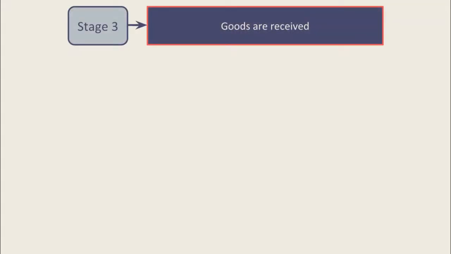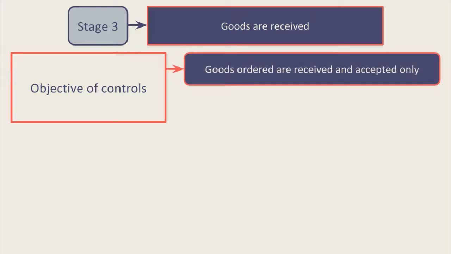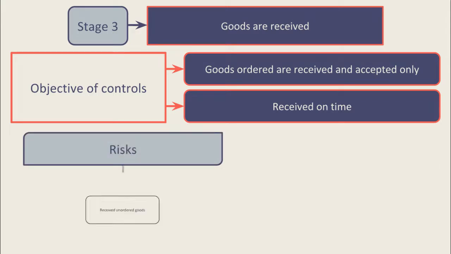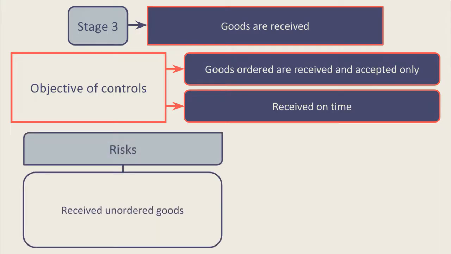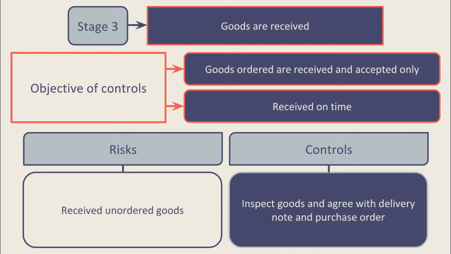Stage 3 is when the goods are received. This is usually in the warehouse where a delivery note or goods received note will be prepared. The objective is to ensure only goods ordered are received and accepted and received on time. A risk could be that goods received have not been ordered by the company, and a control would be for every delivery the goods should be inspected and agreed to the delivery note and a copy of the purchase order. This should then be signed by that staff member.